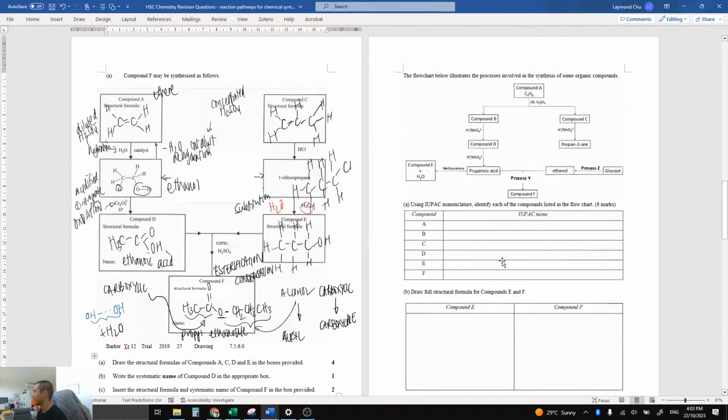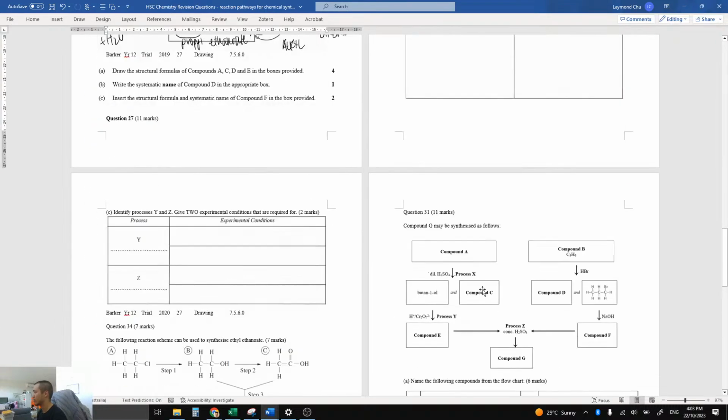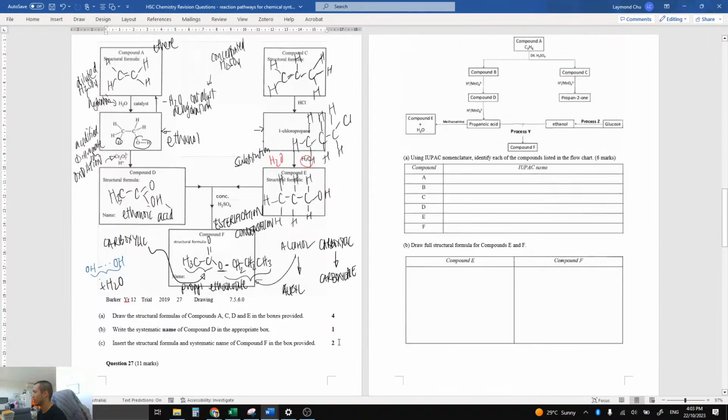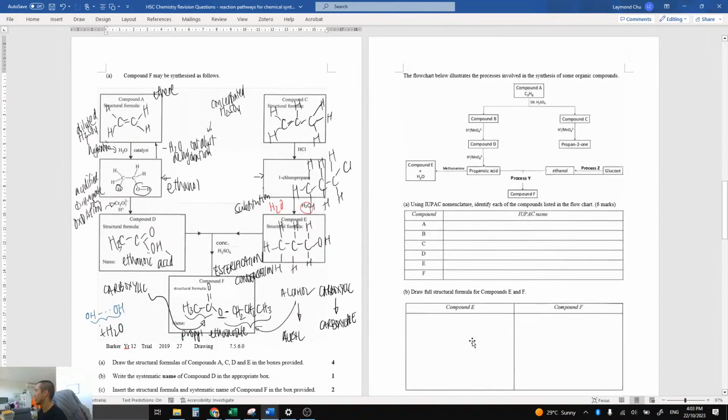Question 27 from Barker 2020. Love the Barker questions. So, the flowchart below illustrates the process involved in the synthesis of some organic compounds. Compound A, B, C, D, E, F, process Y, process Z. Okay, using IUPAC nomenclature, identify each of the compounds listed in the flowchart. 6 marks. Okay, great. A, C3H6. Okay, there's only one compound you can get. That's propene.